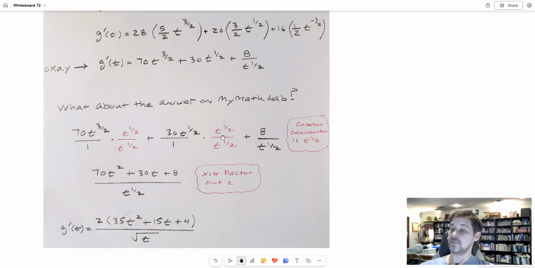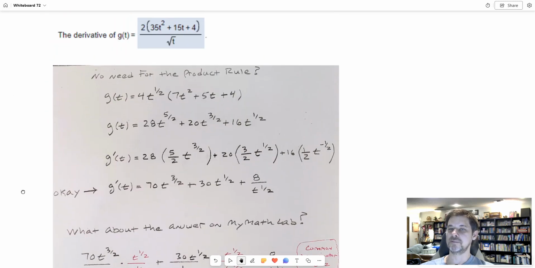okay, plus, okay, what's 30t to the 1/2 times t to the 1/2? Well, once again, multiplying like things, you add the exponents. This is 30t, or whatever 1/2 plus 1/2 is, which is 1, and then plus 8 over t to the 1/2. Now we're almost there, not quite.